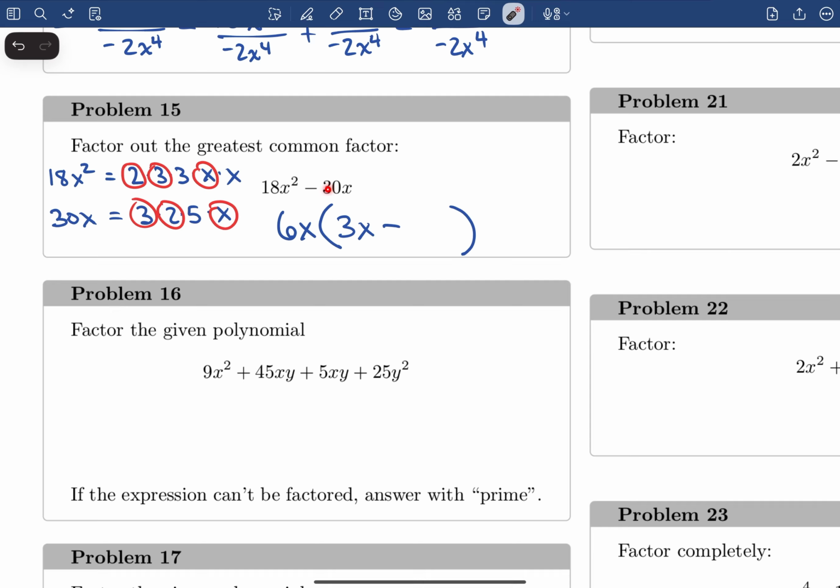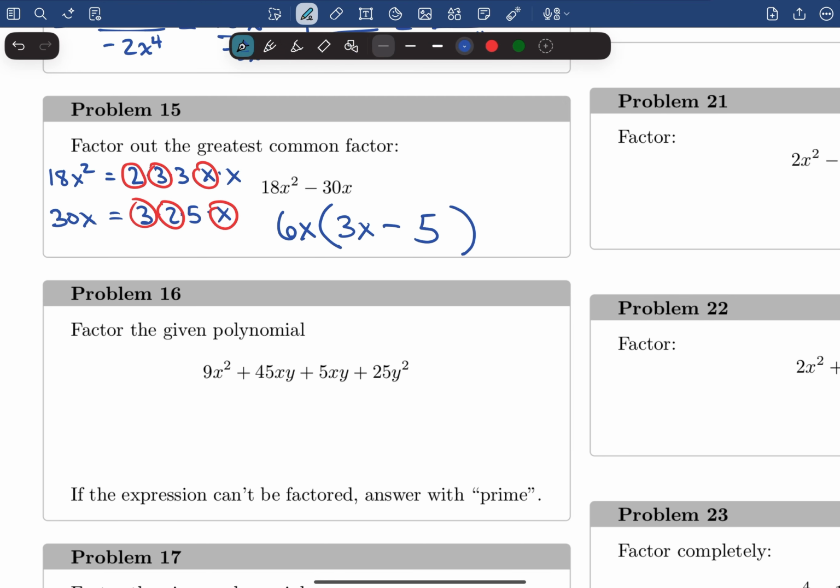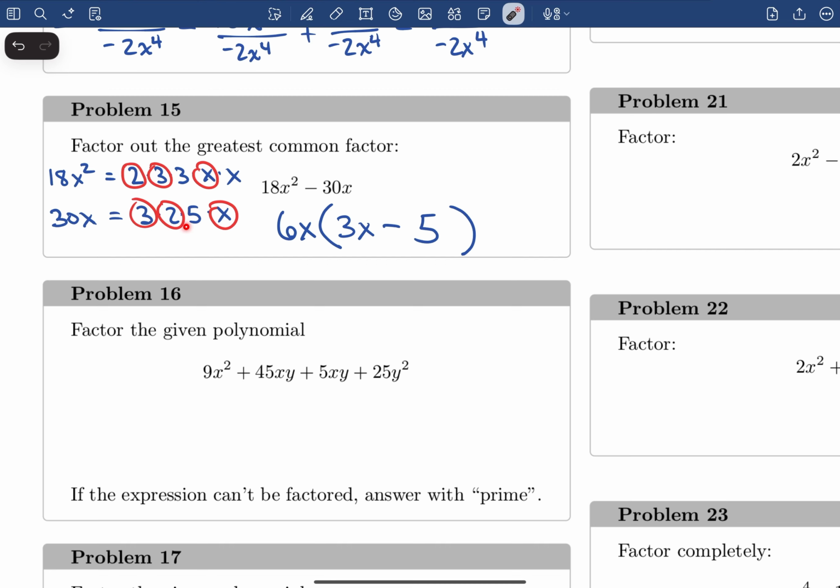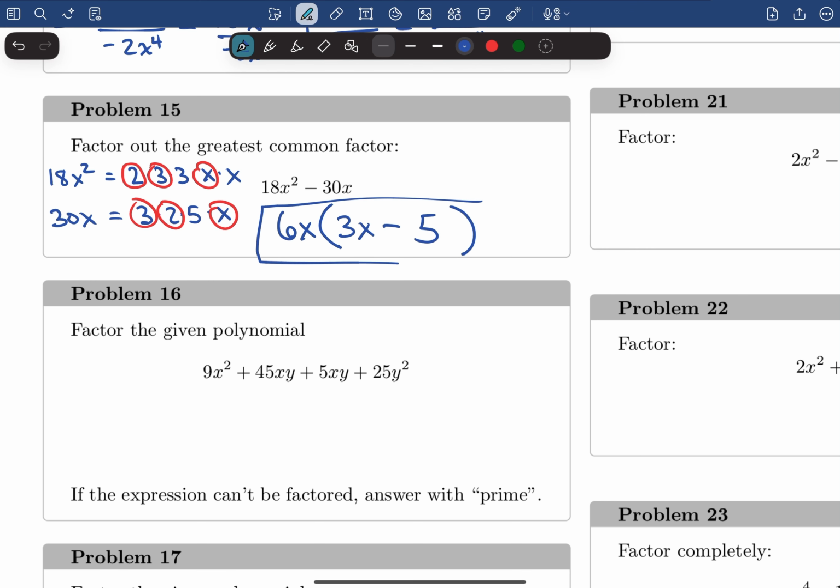And then if I take 30x and I divide out 6x, I'm left with 5, right? So there's just 5 left over. And you can see that here in this list that we created. The only thing that I did not circle in red was this 5. And so there we have it. We have factored out the greatest common factor out of this binomial. Let's move forward into problem 16.